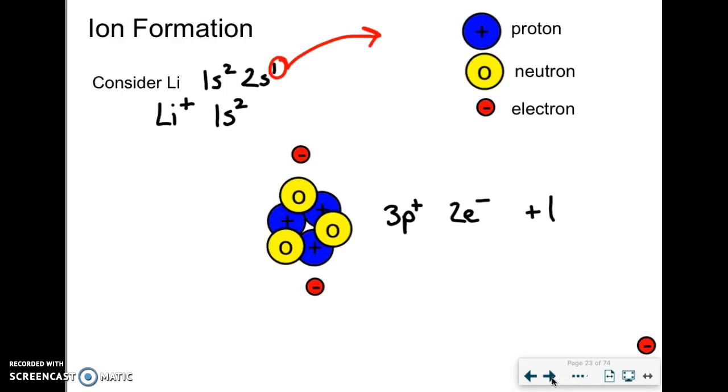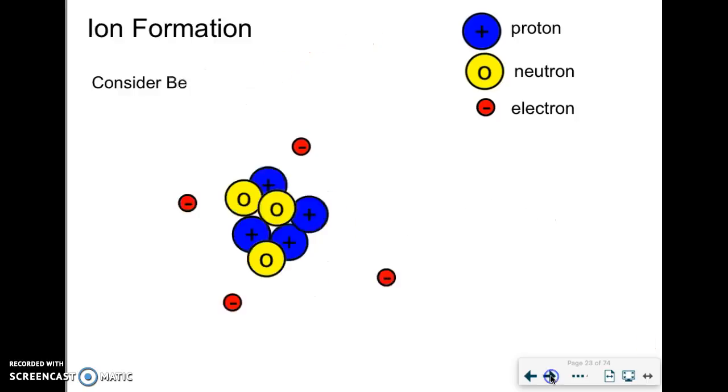What's significant about this is that the lithium ion now has an electron configuration of 1s2, which is the same electron configuration as helium. Helium has an electron configuration of 1s2. So it's stable electronically like the noble gas. Let's take a look at another element. We're going to take a look at beryllium.